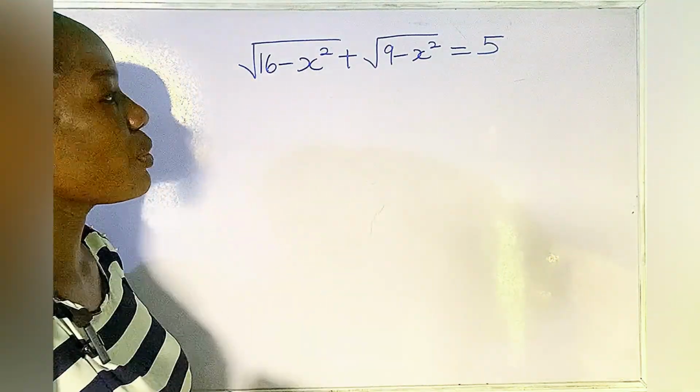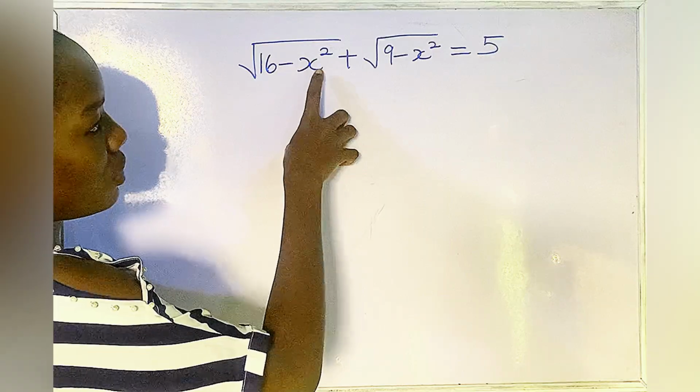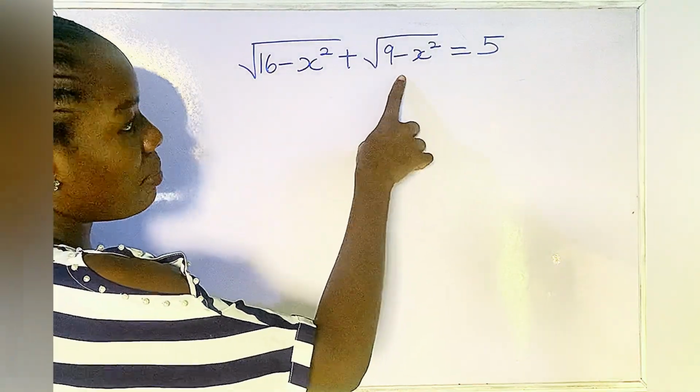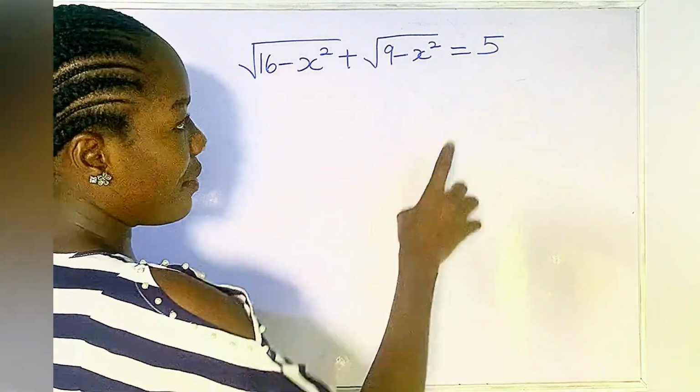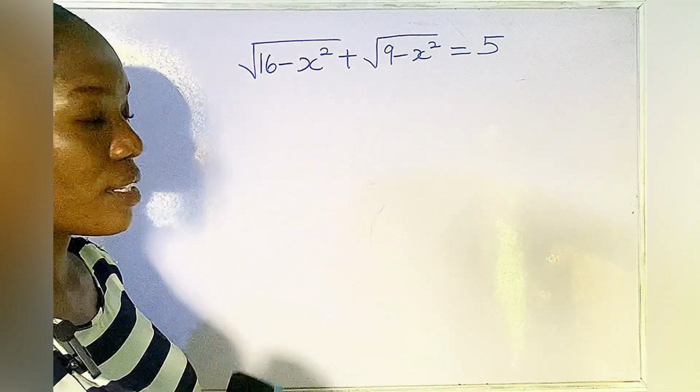Let's solve this equation on the board. We have root of (16 minus x squared) plus root of (9 minus x squared) is equal to 5. We have to find the value of x in this equation.